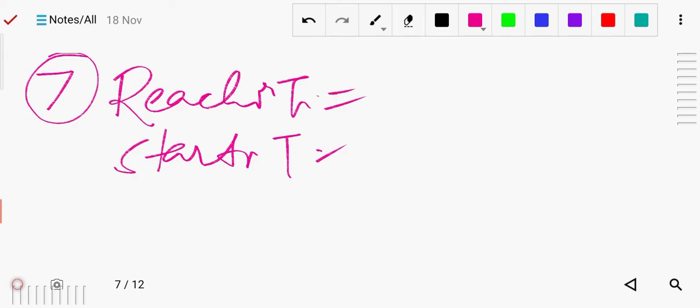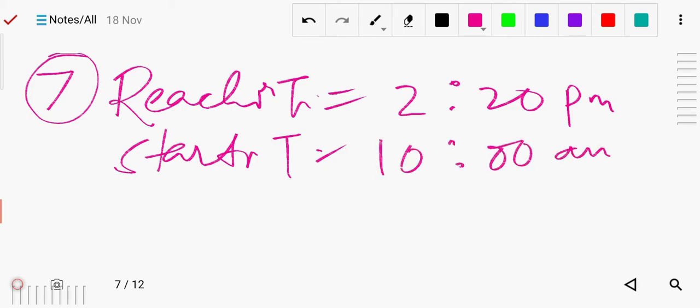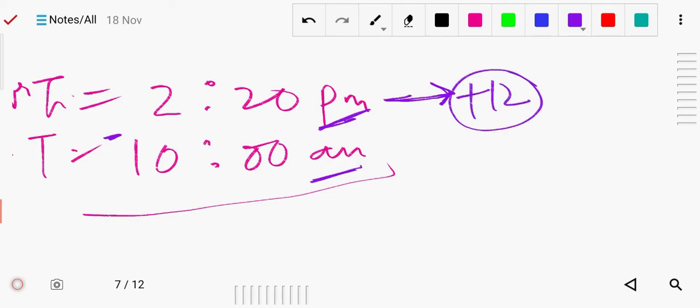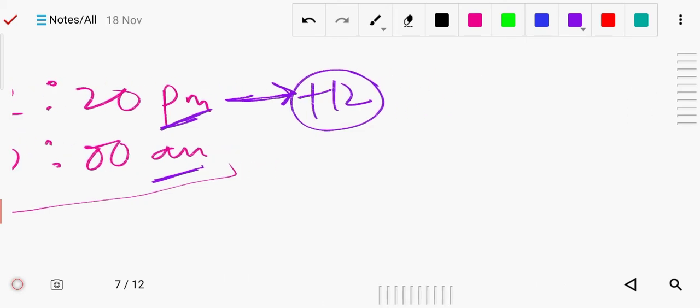Reaching time you can see is given 2:20 p.m. Okay, and starting time is given 10 a.m. Now you have to find the difference of these two. Can you subtract these two? No, this is am and this is pm, so it's better to change the pm part to the 24-hour clock. So for this pm part you will add the 12, so it will be 14 and here it will be 20.